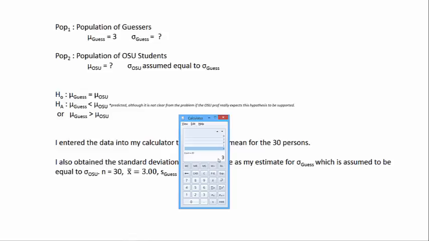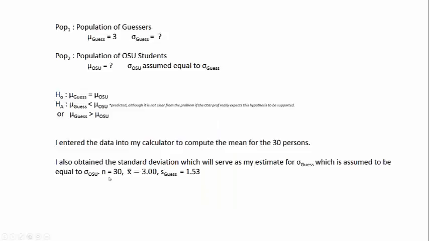Now you also want to get the standard deviation while you're here. Here are the 2 buttons on this calculator, and remember, you want the sigma n minus 1. That is the unbiased estimator of the population standard deviation, little n minus 1, just like in the formula we learned in class. So we'll select that, and we obtain 1.53. So with a sample size of 30, we have a mean of 3 and a standard deviation of 1.53, which is our estimate of the population standard deviation.